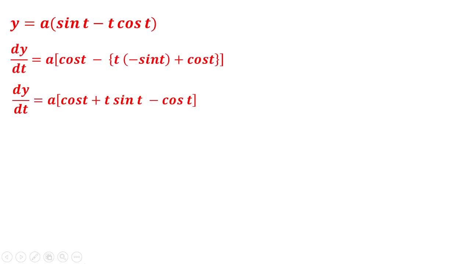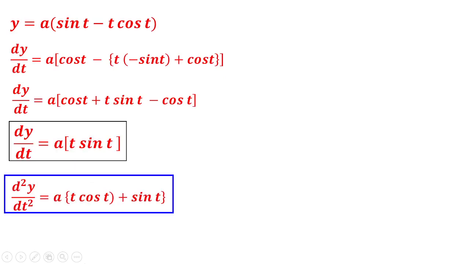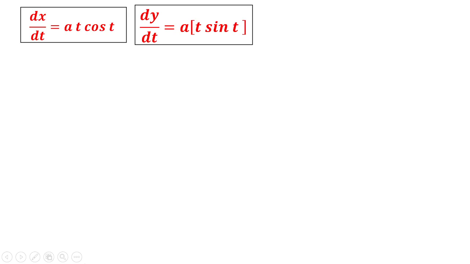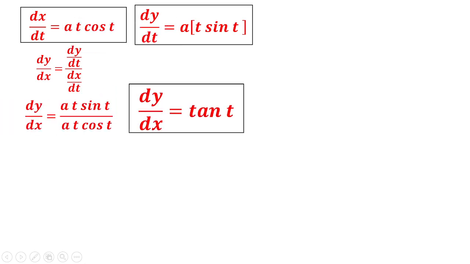I am finding the first derivative. Simplify it. Then go to the second derivative. Then we found dx by dt and dy by dt. You know the formula for dy by dx. It is dy by dt upon dx by dt. I have put it. Again, simplify it. Go to the second derivative.